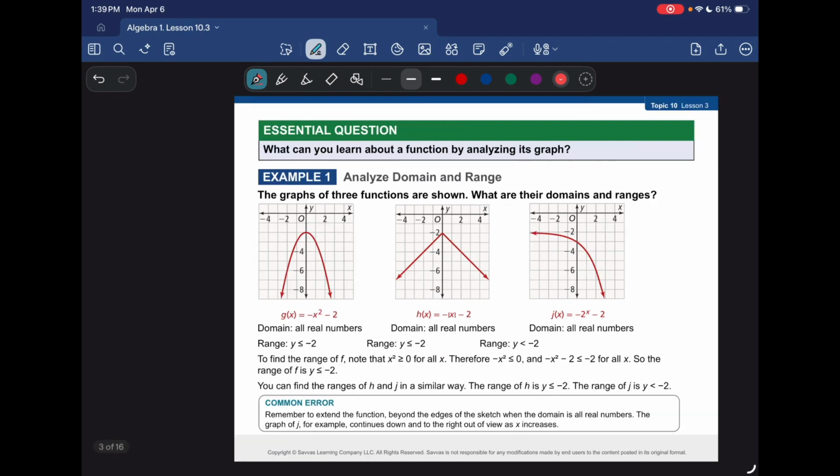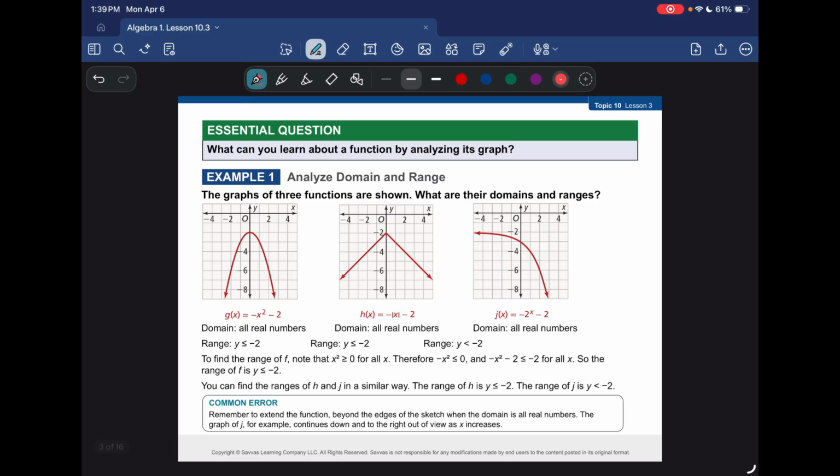Okay, let's take a look at example 1, analyzing domain and range. We have these 3 functions, and we want to describe their domains and range. Remember, domain is all the input values and the range is all the possible output values. The first graph, g of x.